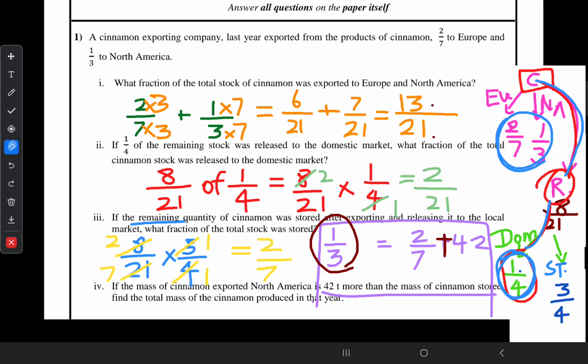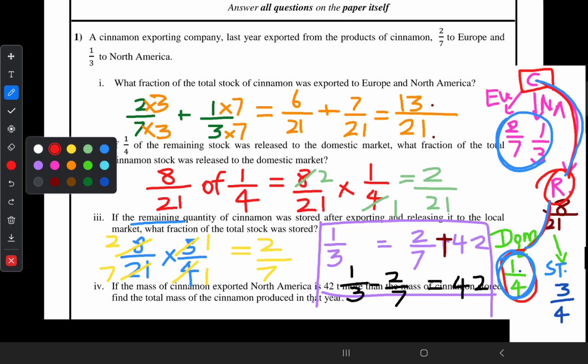I'll give you the idea. 1 upon 3 equals 2 upon 7 plus 42. By using that, how can we find the total? Okay, there is an idea. You should bring these two fractions to one side. So 1 upon 3 minus 2 upon 7 equals 42. You should subtract these two fractions.